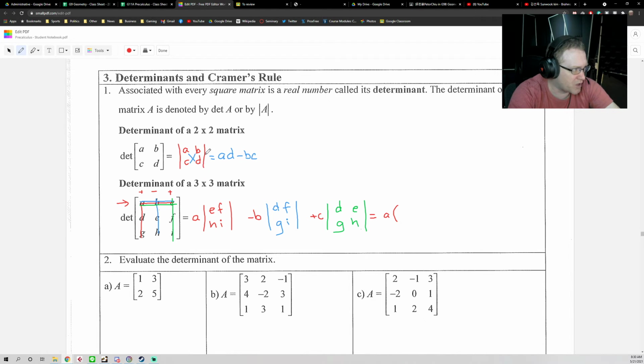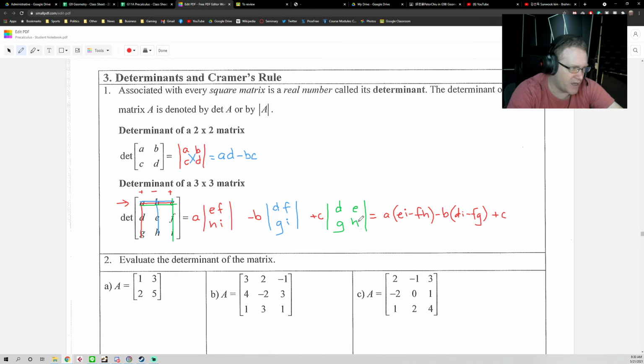E. We go across diagonal and then minus the other diagonal. So we're going to go E times I minus F times H. All right. And then we're going to minus B. Remember, it's plus minus plus. So it's minus B. And then we're going to find the determinant of this matrix, which is DI minus FG. All right. So we're going to write DI minus FG.